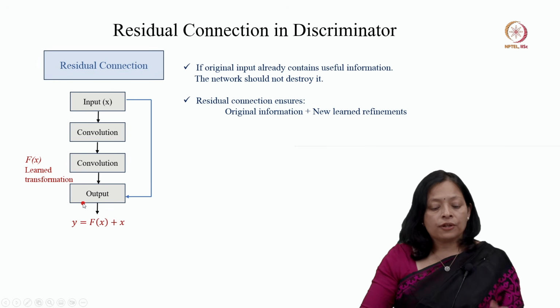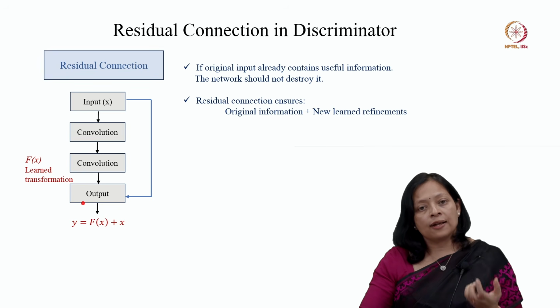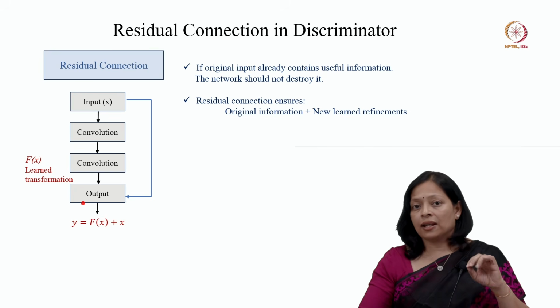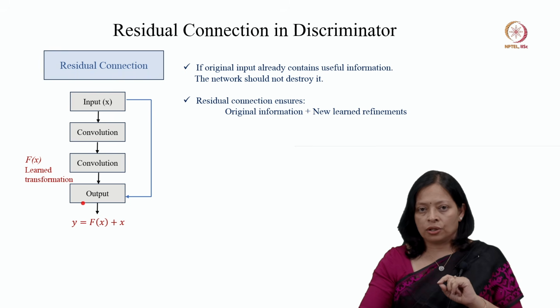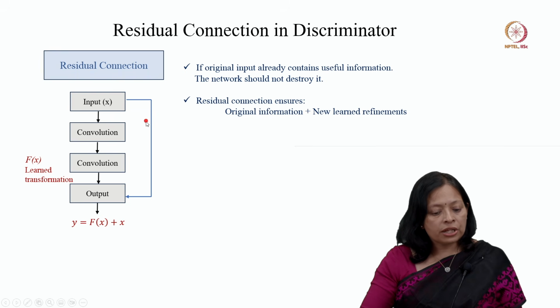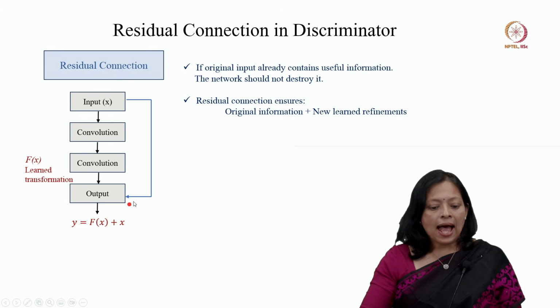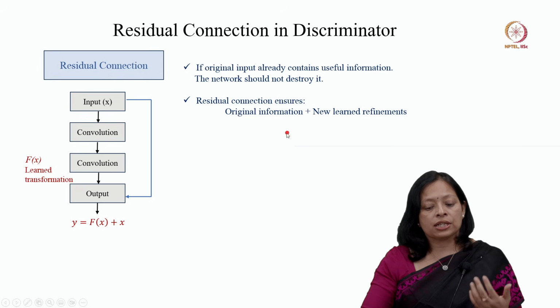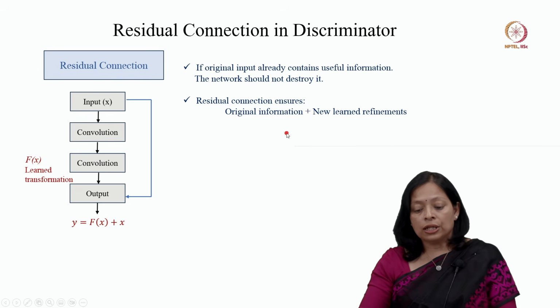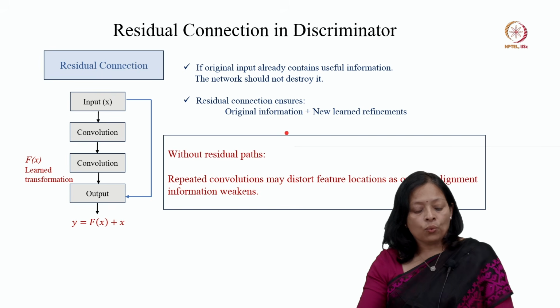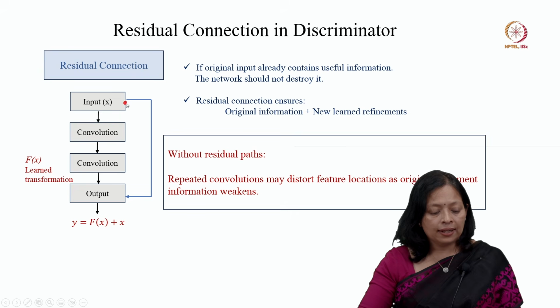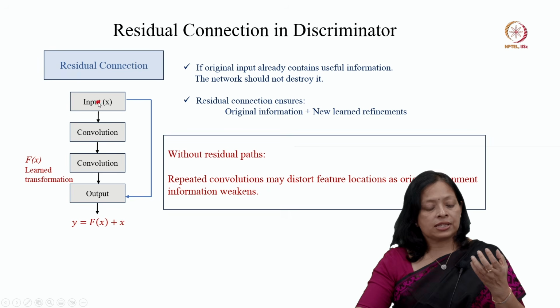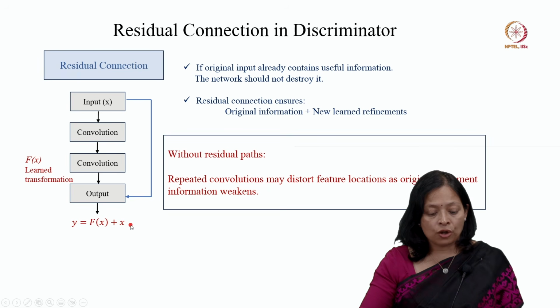If the original input already has useful information which is there in our 1024 x 1024 image, the network should not destroy it. So the information is getting added here, and the residual connection ensures the original information is added to new learned refinements without undergoing all these layers. So directly through the residual connection, information from the first layer can get added to the output.